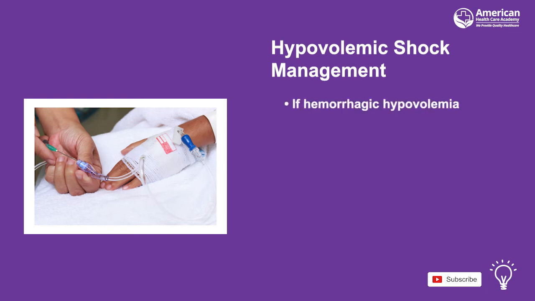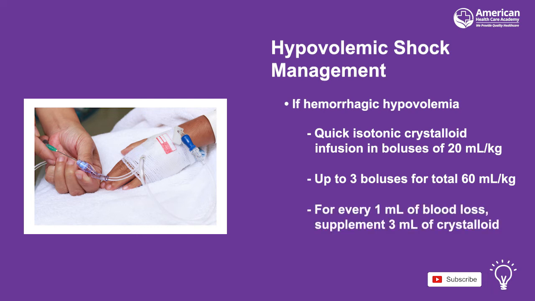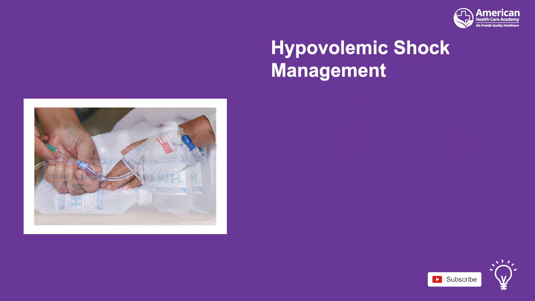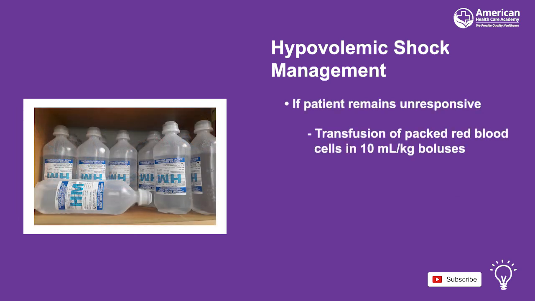If the child shows signs of hemorrhagic hypovolemic shock, start with a fast infusion of isotonic crystalloid in boluses of 20 mL per kilogram and give up to 3 boluses for a total of 60 mL per kilogram. For every 1 milliliter of blood loss, it is important to supplement 3 milliliters of crystalloid in the initial treatment. If the patient remains unresponsive, then consider a transfusion of packed red blood cells in 10 mL per kilogram boluses.